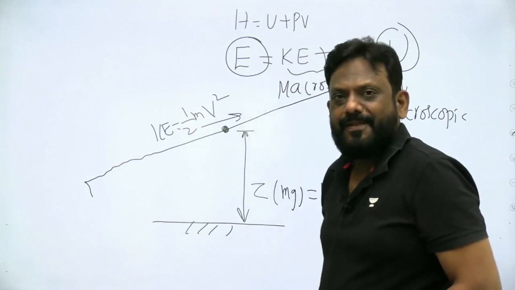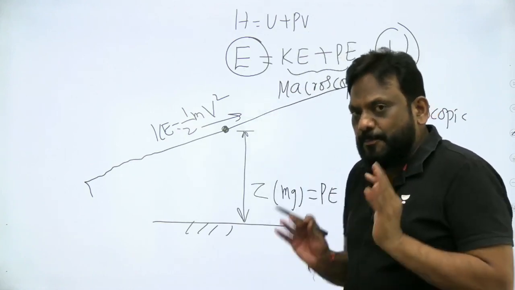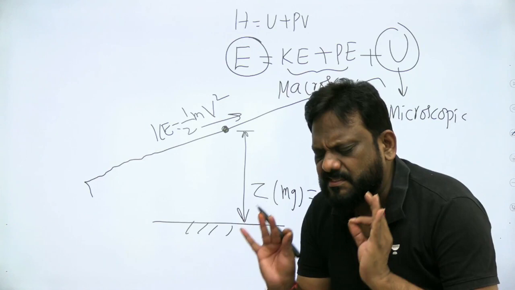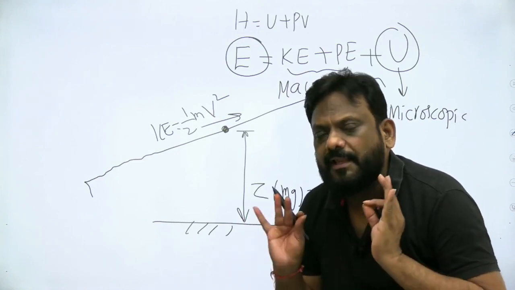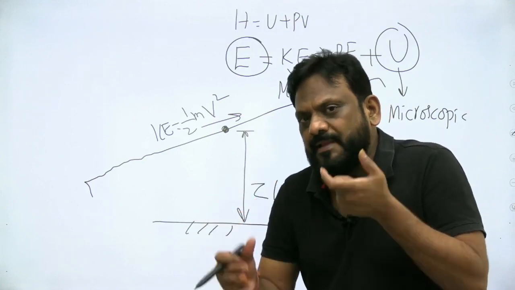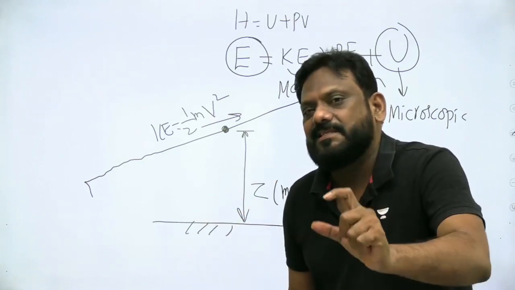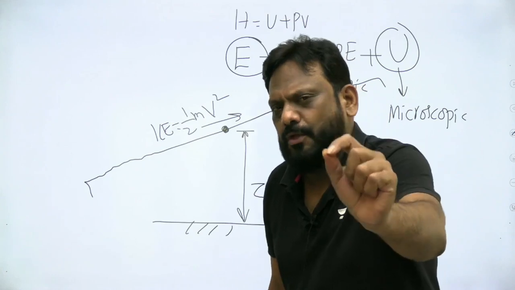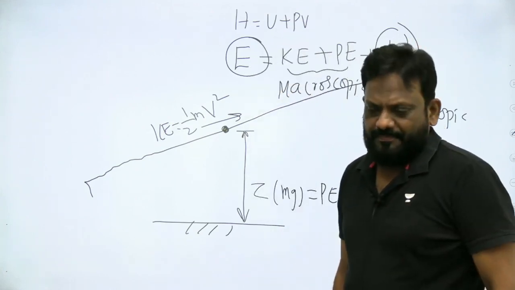Great. Now please understand, for a closed stationary system, the total energy comprises microscopic and macroscopic. This microscopic is internal energy, all forms of energy associated with molecules. This is absolutely fine, no problem.